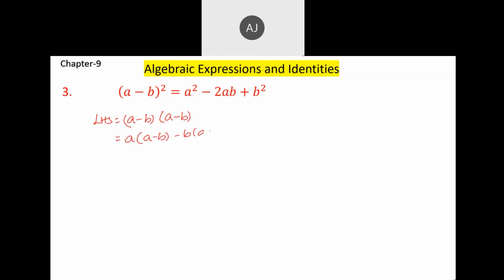So quickly we'll multiply. This becomes a square minus ab minus ba plus b square. Here the important thing is negative b is multiplied to negative b, it becomes positive b square. And these two are like terms, so we get a square minus 2ab.